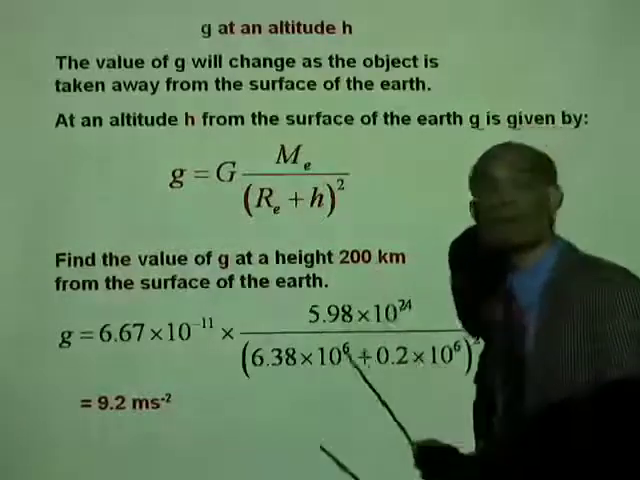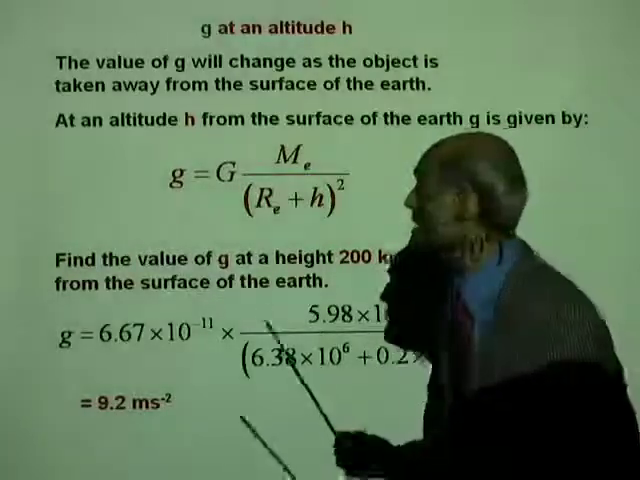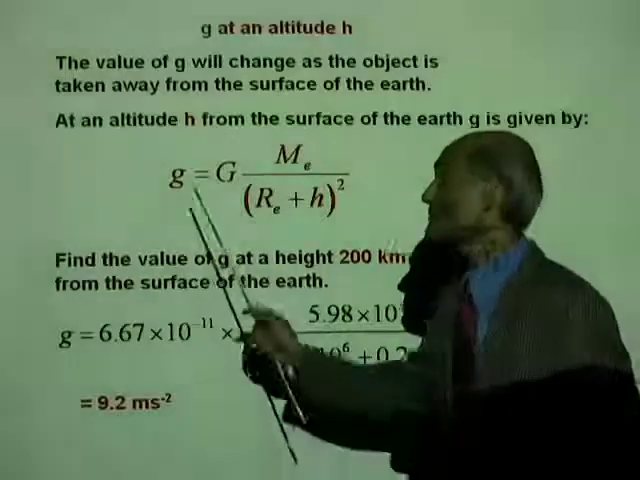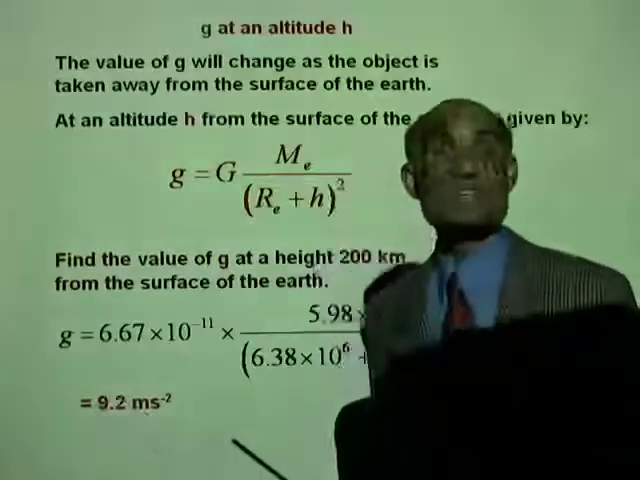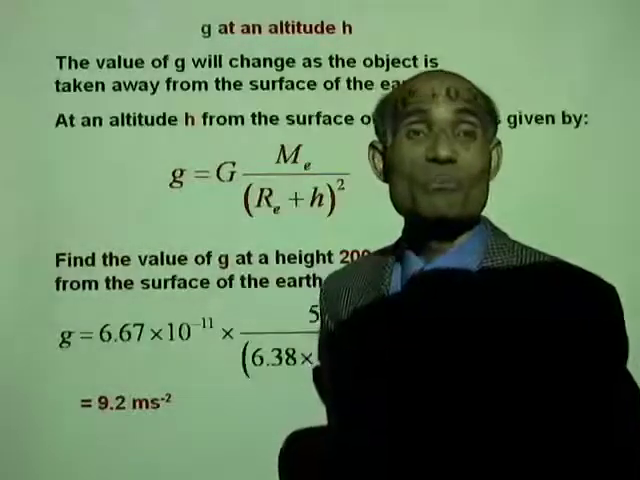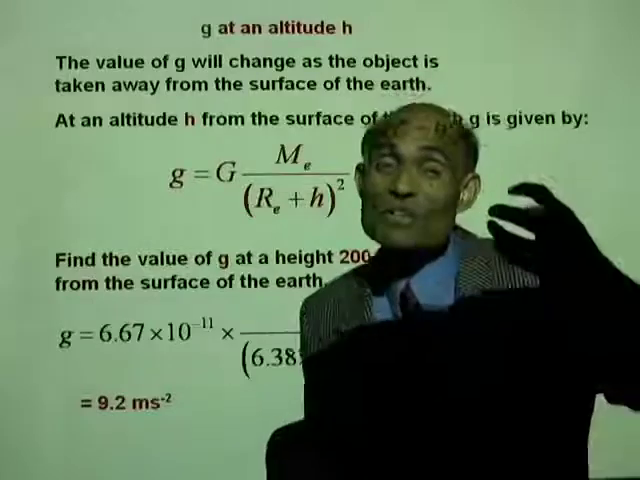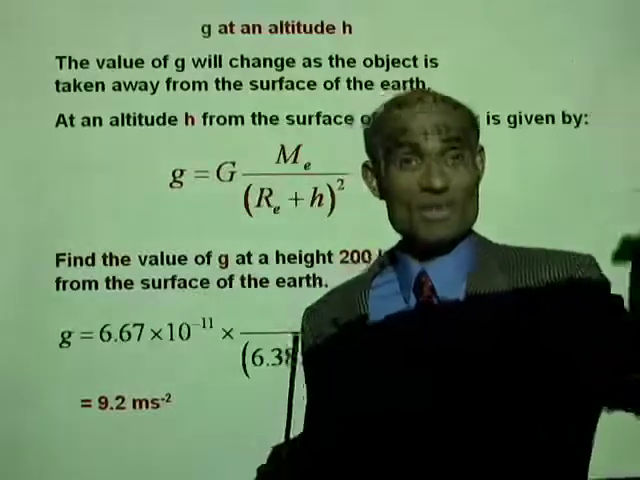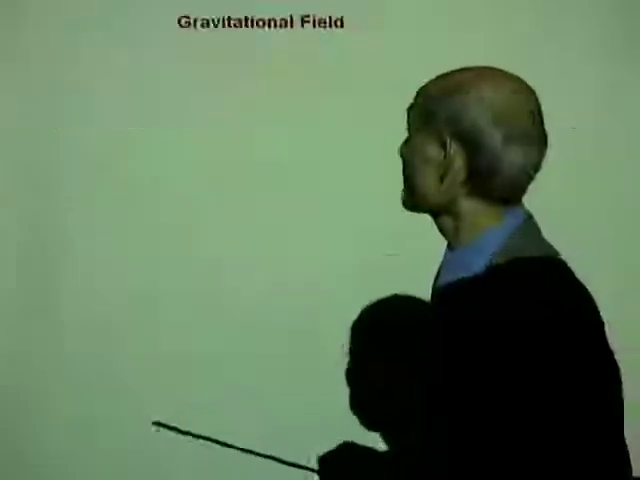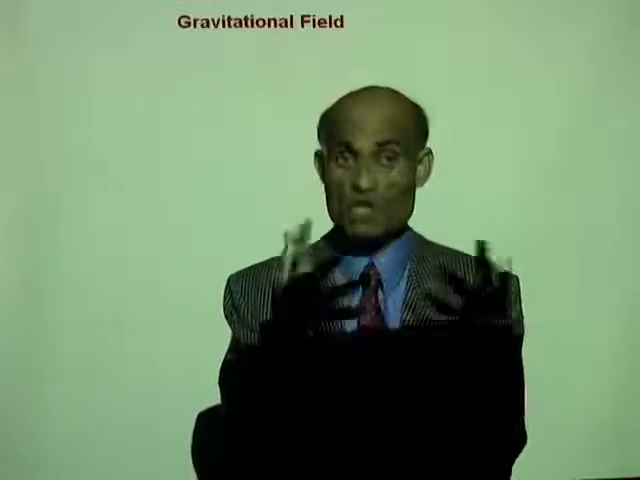So if you go to a height of 200 kilometer, the value of acceleration due to gravity will decrease to 9.2 meter per second squared. That means the weight of the object will be less at that altitude. Is that right? That's correct. Let's now talk about gravitational field. What is a field? Now, this is a concept we will talk about again in physics too.